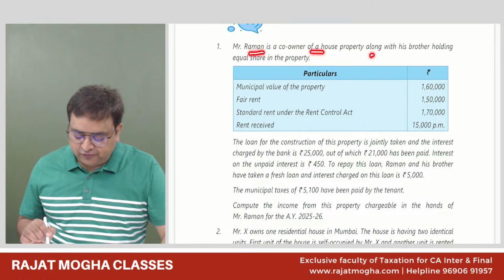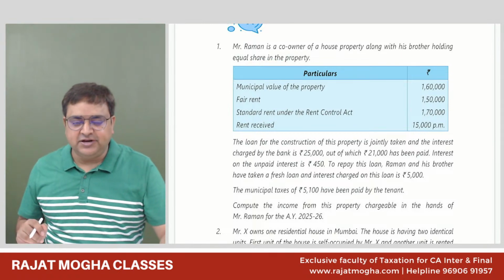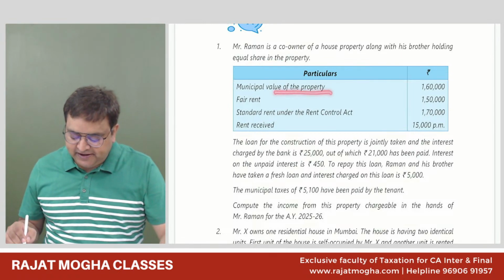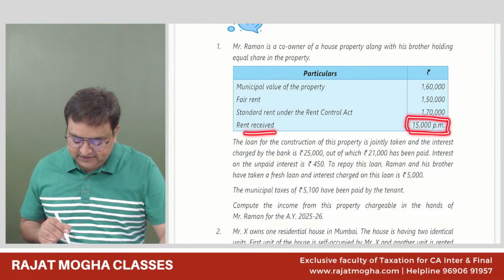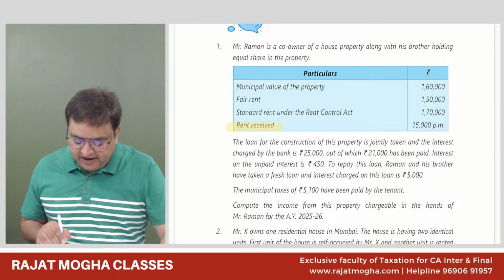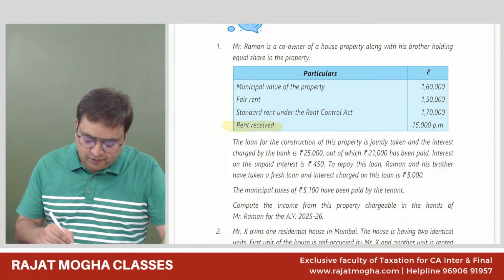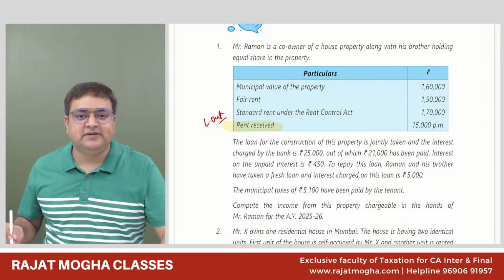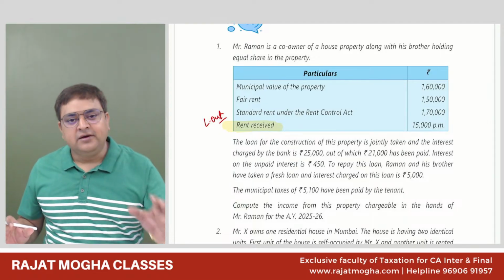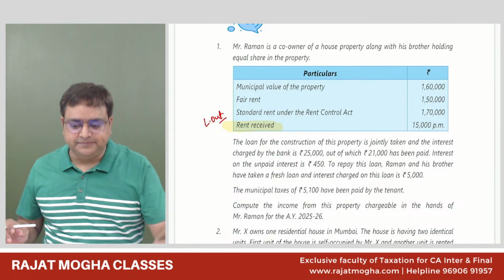Raman is a co-owner of a house property along with his brother, holding equal share. So there are two owners, 50%, 50% each ratio. Municipal value of the property is 160. Fair rent is 150. Standard rent is 170. Rent received is 15,000 per month. Please tell me, what is this information telling me? Rent received. The property is self-occupied or let out? It is let out. So now we can determine that the property is let out, and in case the property is let out, first of all, calculate the house property income normally and then split that income.